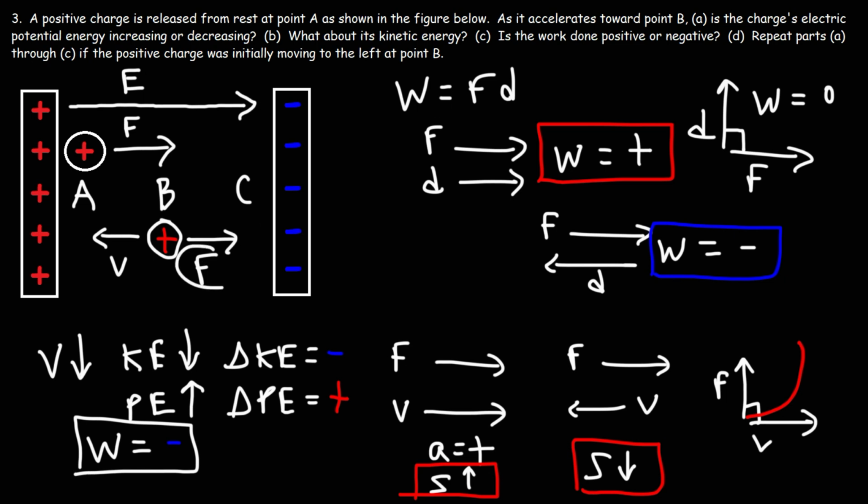Because this force, it's not accelerating the charge, it's slowing it down. It's decreasing its kinetic energy. And therefore, because the electric force is decreasing the kinetic energy of the charge, we could say that it's doing negative work on it. It's slowing it down, not speeding it up. Now, let's look at force and displacement.